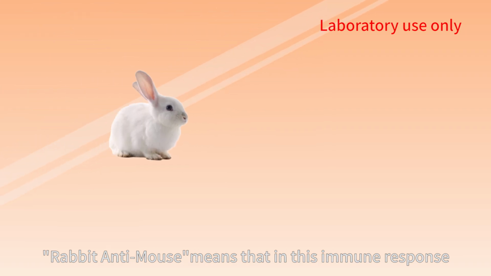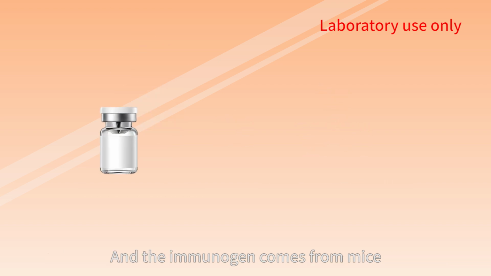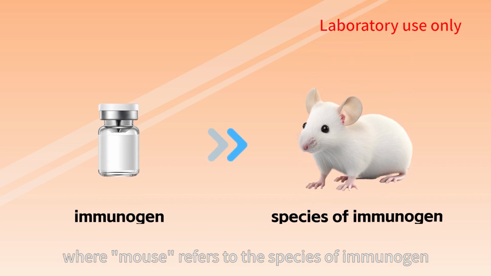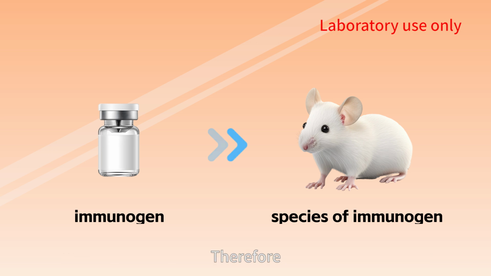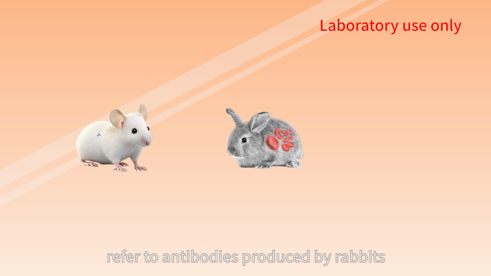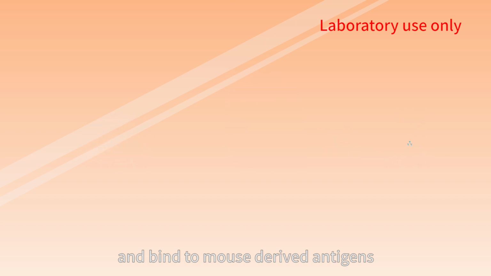Rabbit anti-mouse means that in this immune response, rabbits are immune animals used to produce antibodies, and the immunogen comes from mice, where mouse refers to the species of immunogen. Therefore, rabbit anti-mouse antibodies refer to antibodies produced by rabbits that can specifically recognize and bind to mouse-derived antigens.